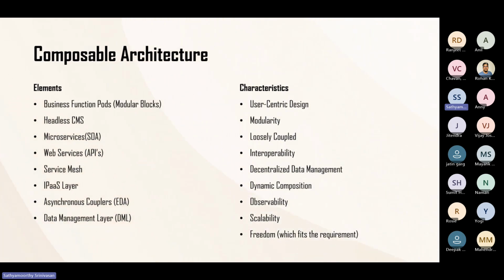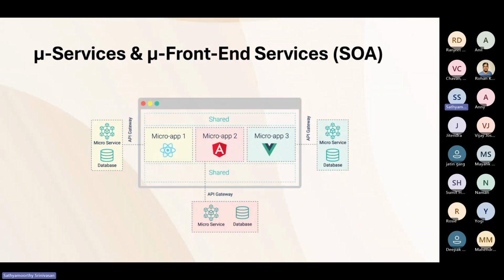Then resilience. This is one important characteristic: failure of one of the components or systems shouldn't affect another and shouldn't create a cascading effect on subsequent systems. Because of this characteristic, we can believe in high availability and minimized downtime. So on the left-hand side, we have the elements. I'm not going to go through that part now; we will look into it in the upcoming slides. I'll go to the next one: microservices and micro front-end services.